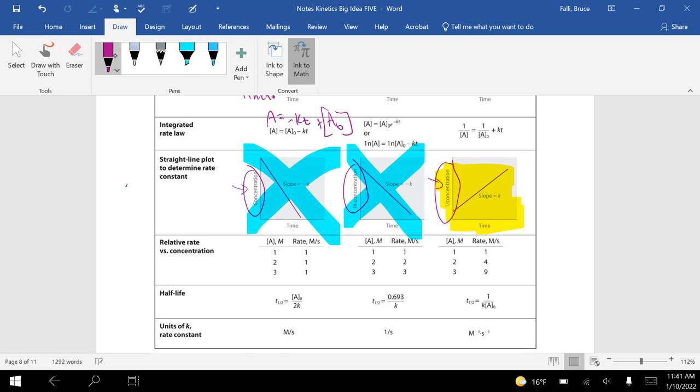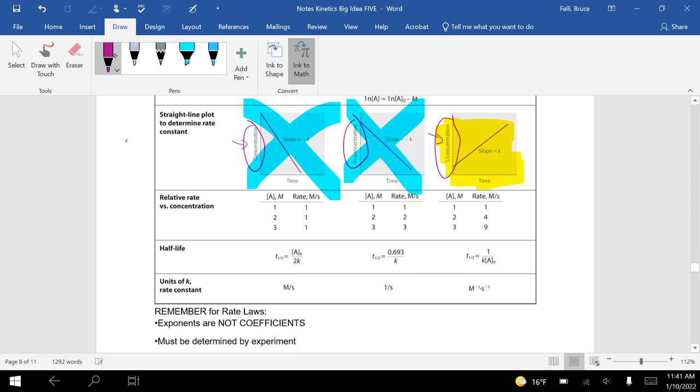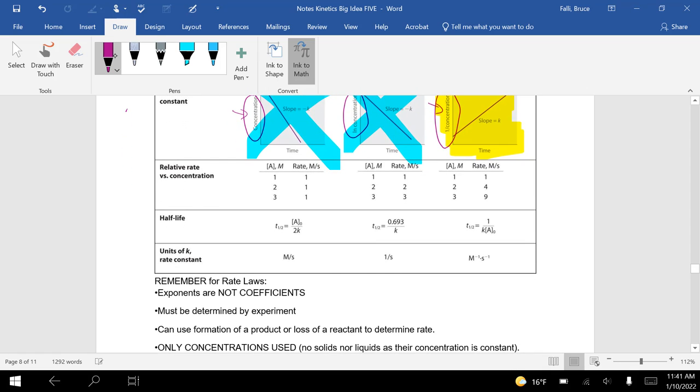Relative rate versus concentration. This is where, if it's zero order, there's no effect. Zero effect. Remember I talked about it's the same if it's first order? And this is squared.